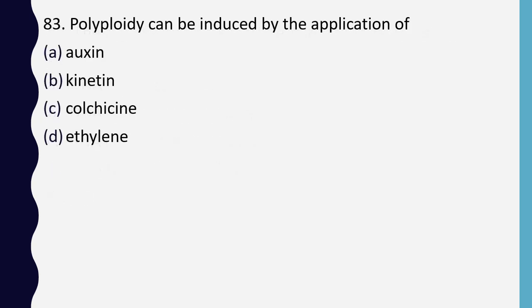Question number 83. Polyploidy can be induced by application of auxin, kinetin, colchicine or ethylene. Polyploidy can be induced by application of. Correct answer is option C, colchicine.